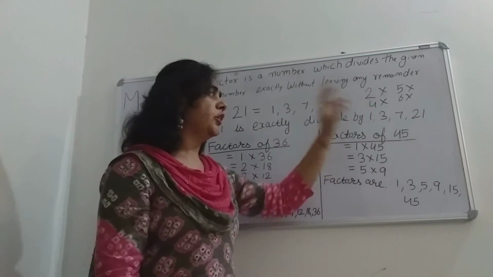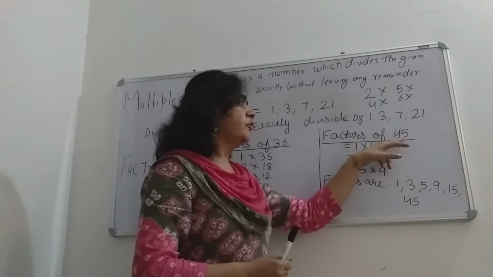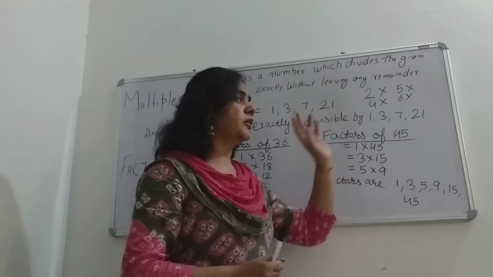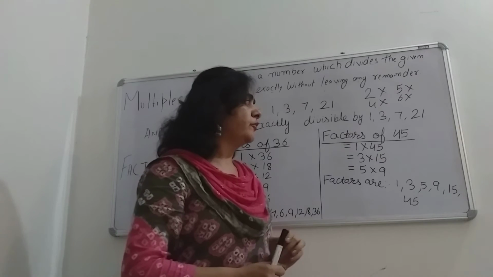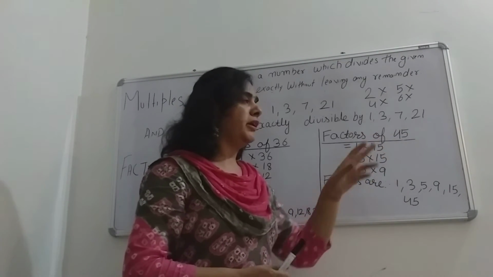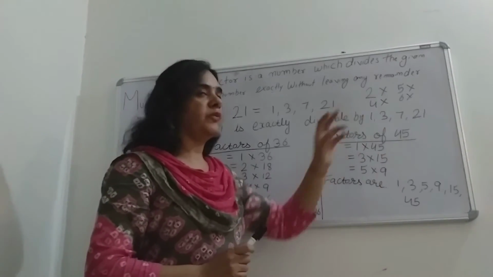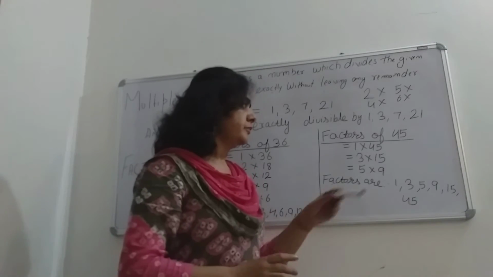Now divide 45 by 2. You will see that if you divide 45 by 2, it is not completely divisible. There will be some remainder, and the remainder will not be 0. So 2 is not a factor of 45.